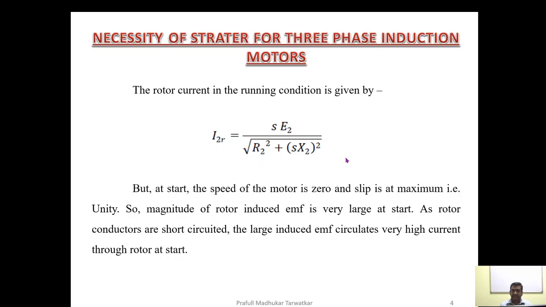Their values are very low during start. And during start, the motor speed is 0, so the slip is very high, relatively maximum. Considering these very low values and maximum slip, the rotor induced EMF multiplied by slip is too high at the time of starting, because of which the value of rotor current I2 is again very high. If such heavy current is applied directly to the induction motor during start, the windings will get damaged.